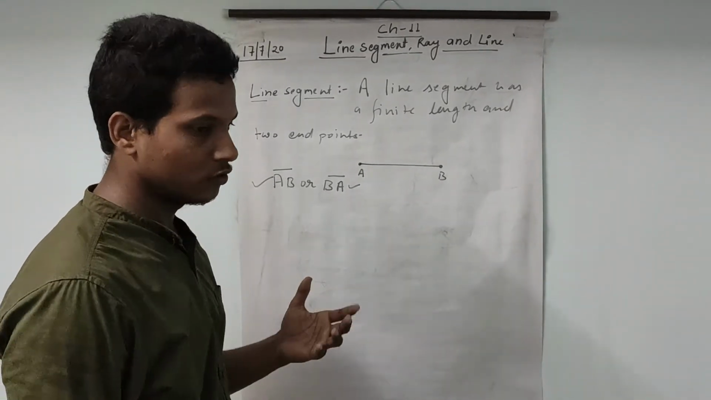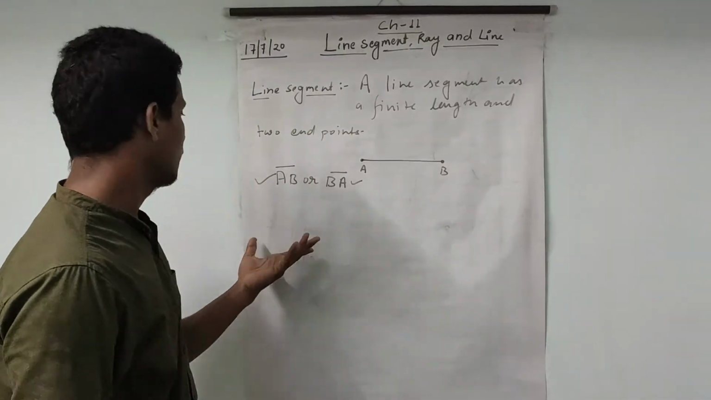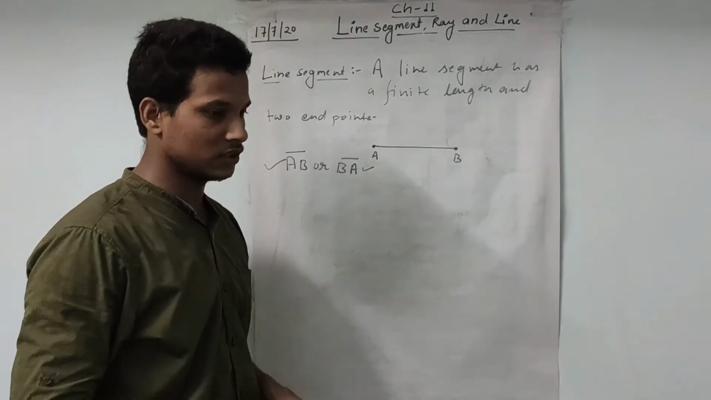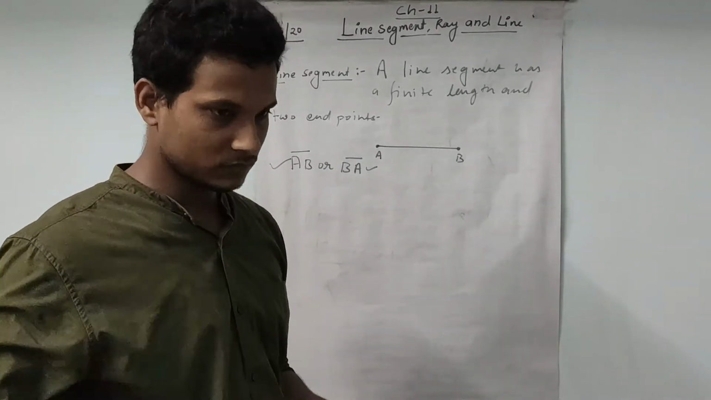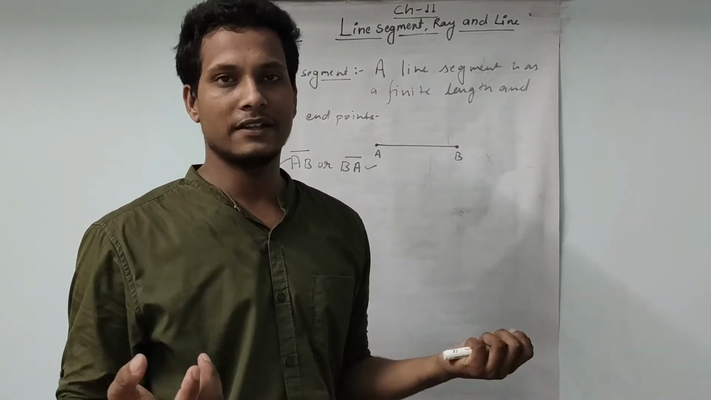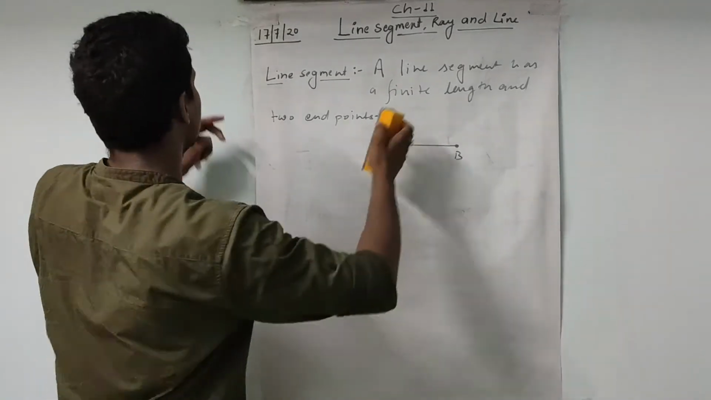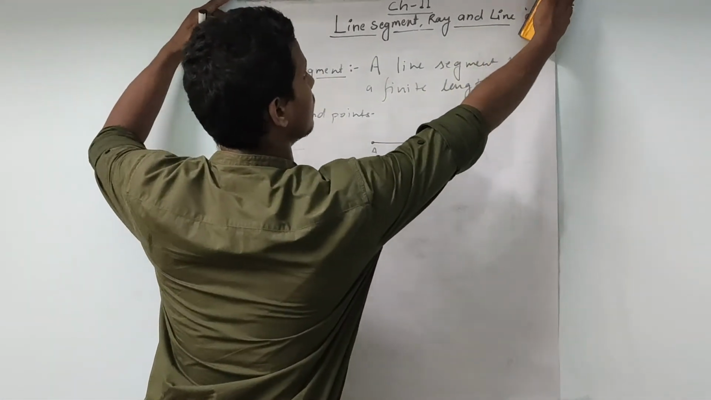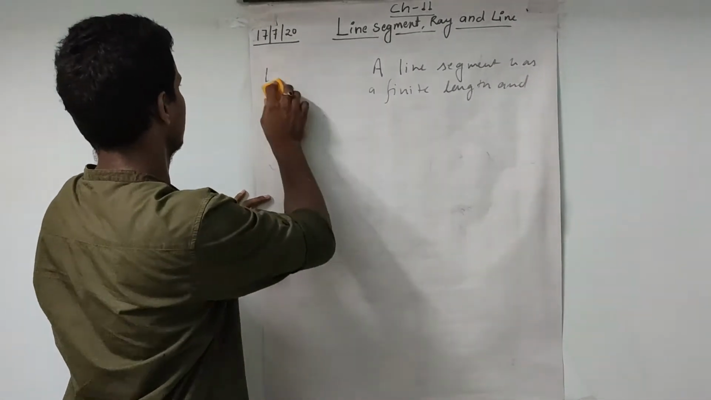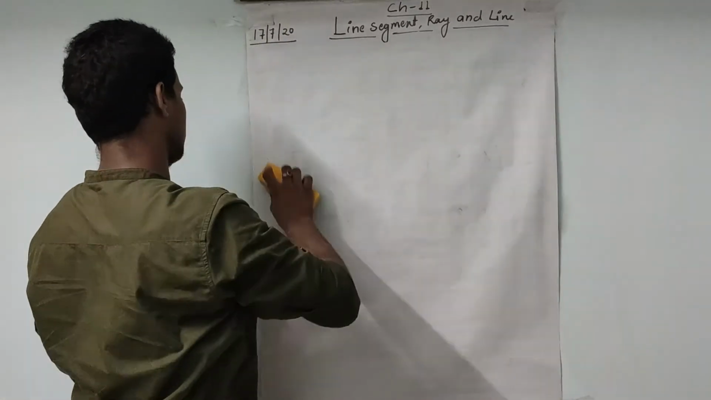So what is a line segment? A line segment has a finite length and two endpoints, and it can be measured. This is the basic definition of a line segment. Like the size of your ruler, that can be measured. Your height can be measured. This pole can be measured, so it is also a line segment. Basically, it is a part of a line.